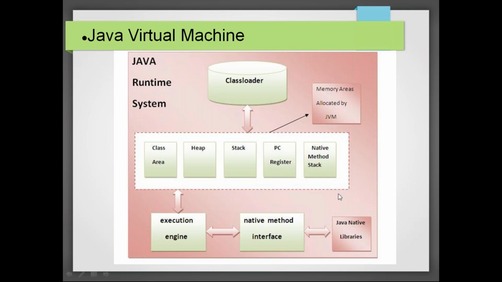Correct. As I told you, for consecutive compilation, the lines which have been changed alone will be compiled. That is done by the PC, the program counter register, which is inside my JVM. It is the one that takes the count of lines and identifies which line has been changed. That is the use of my program counter.